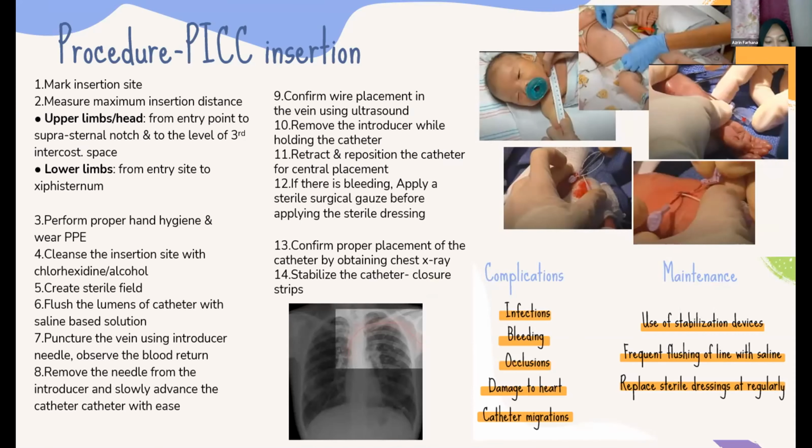We want it to be at the junction of RA and IVC, or RA and SVC. We don't want it to be in the RA, but we want it to be at the junction, or as proximal as possible to the RA. That's why we call it central.